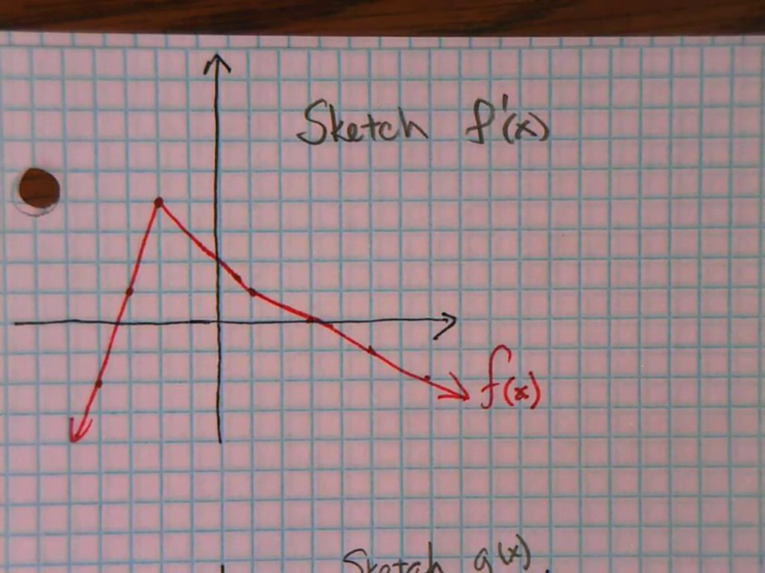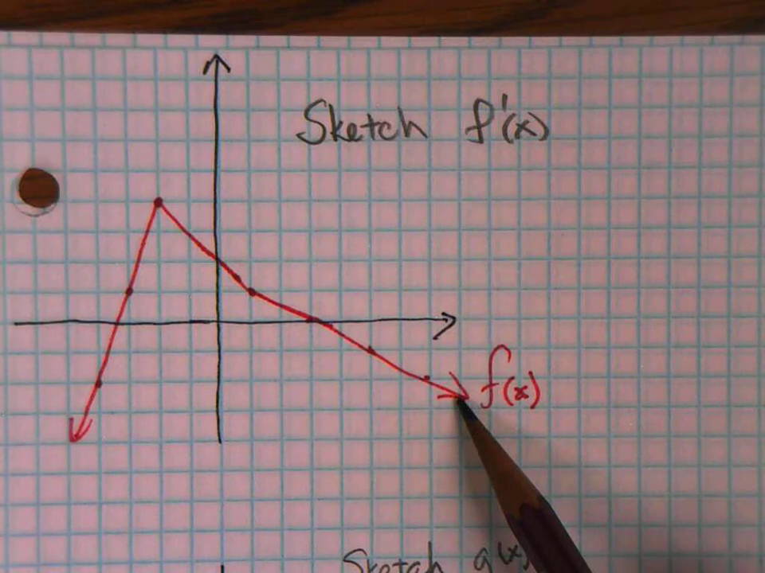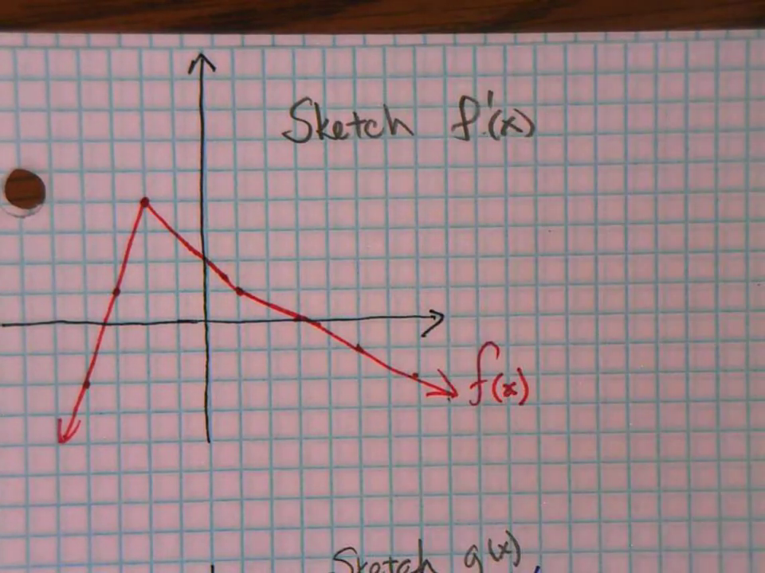I noticed you guys were having trouble today, and in some of the classes we didn't get through everything. So I'm going to try to associate the graph of a function with the graph of its derivative. In this first problem, I've given you a red graph, f, and I'm going to sketch f prime.